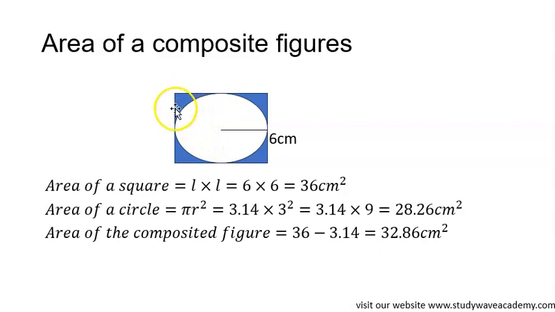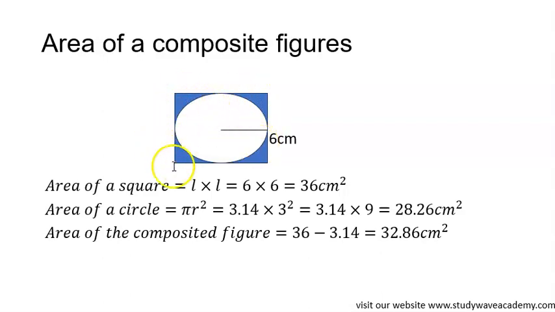Now, we are looking for the area of this shaded part alone, okay? The colored parts, that is what we're looking for. We're not looking for the area of this full composite figure, just the colored parts, okay? But first we are going to be looking for the area of the square.